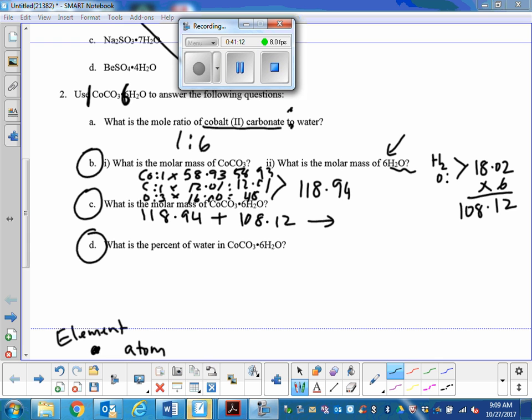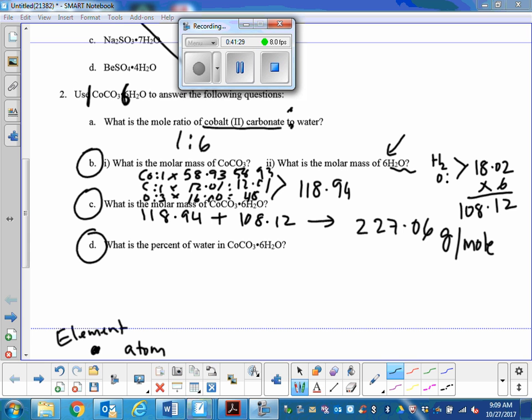And what is the total mass? What is it, Cody? 227.06. I can't hear you. 227.06. 227.06 grams per mole. It's the mass of 1 mole of that compound.